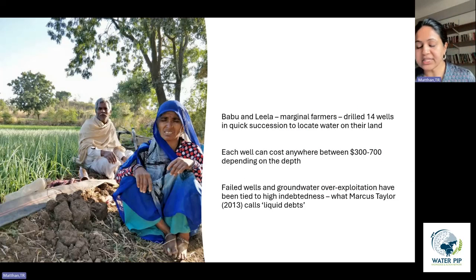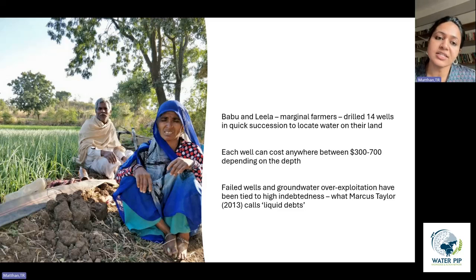So we can see what this actually looks like in practice if we look at the experiences of particular farmers in this area. So for instance, here you have two marginal farmers who told me that they drilled 14 wells in quick succession to locate water in their land. They were finally successful, but as you can imagine, drilling 14 wells is an extremely expensive endeavor because each well can cost between $300 and $700 depending on the depth.